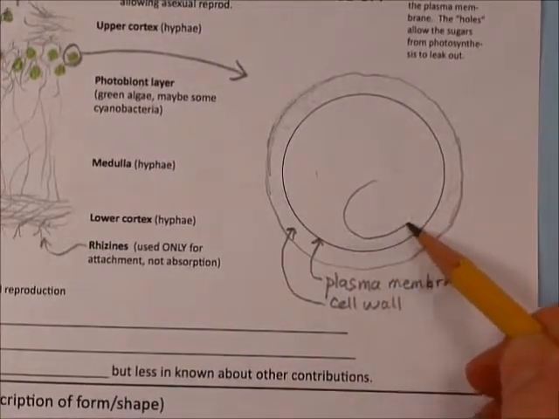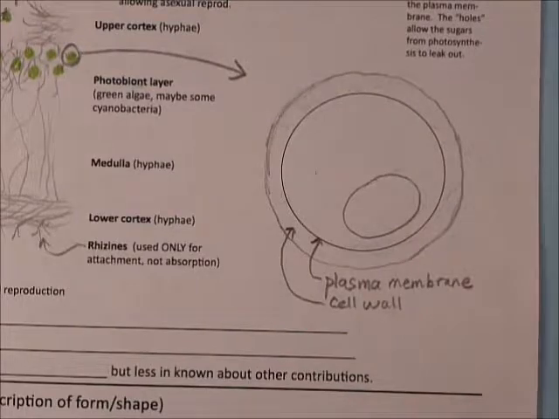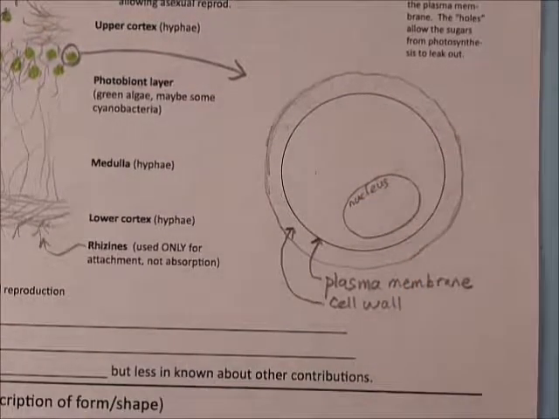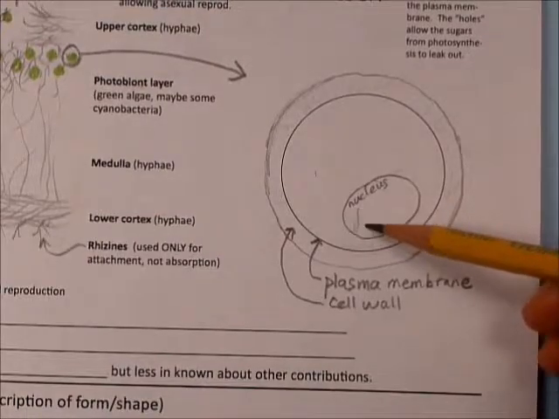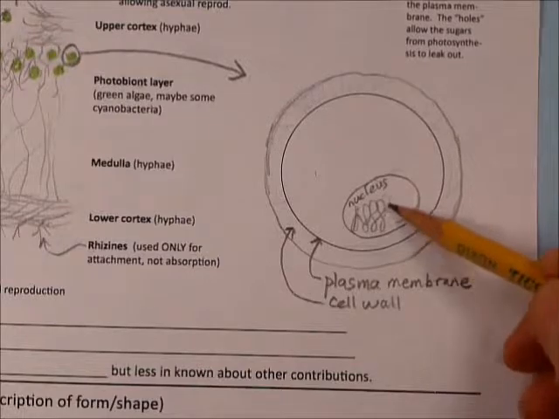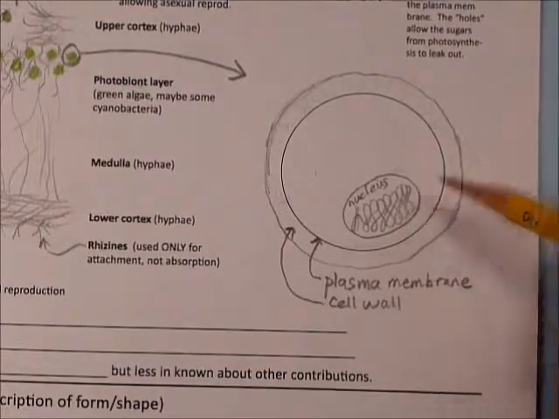Down here, let's make a nucleus. We can label it nucleus, and we could give it some DNA. Here's my shortcut for DNA. I just kind of go like this. I just make some wiggles like that, and that was known as DNA.